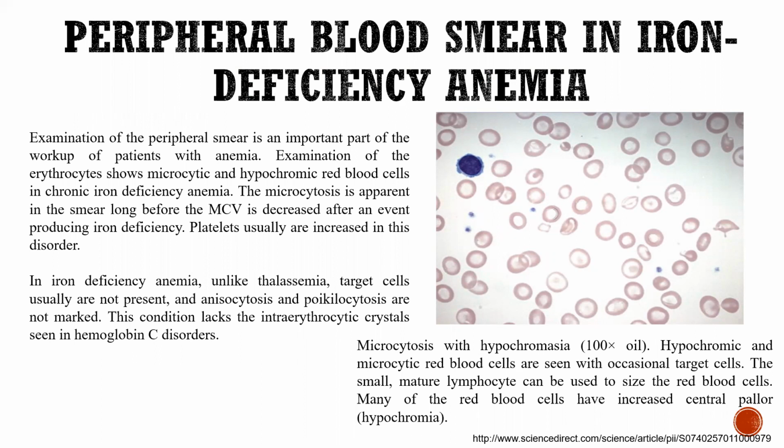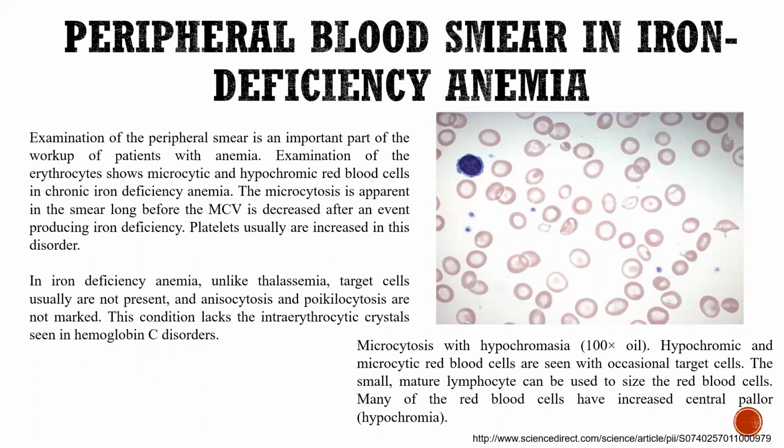Examination of the erythrocytes shows microcytic hypochromic red blood cells in chronic iron deficiency anemia. The microcytosis is apparent in the smear long before the mean corpuscular volume is decreased after an event producing iron deficiency, and platelets usually are increased in that disorder. In iron deficiency anemia, unlike thalassemia, target cells usually are not present, and anisocytosis and poikilocytosis are not marked. This condition lacks the intraerythrocytic crystals seen in hemoglobin C disorders.